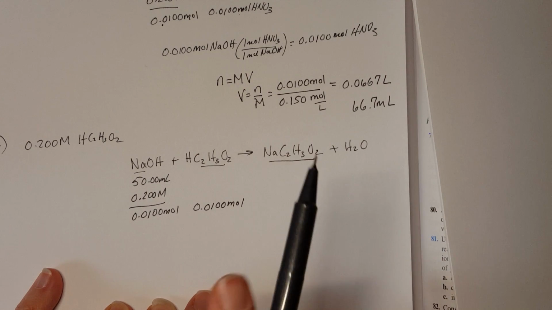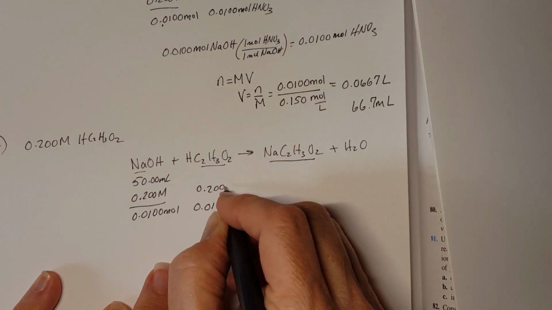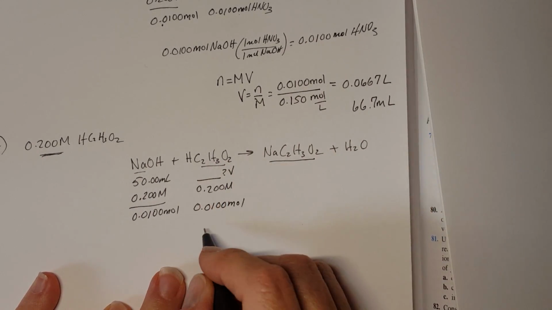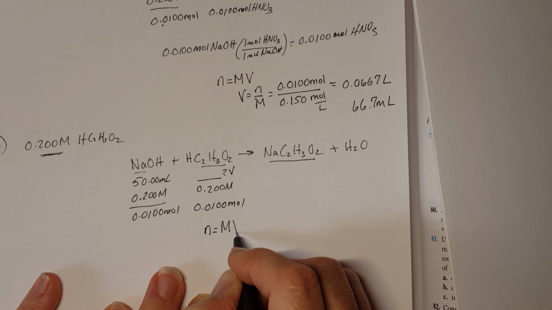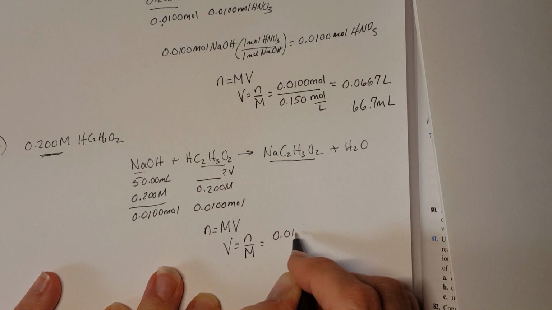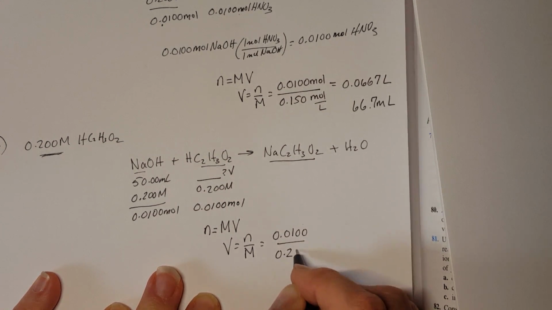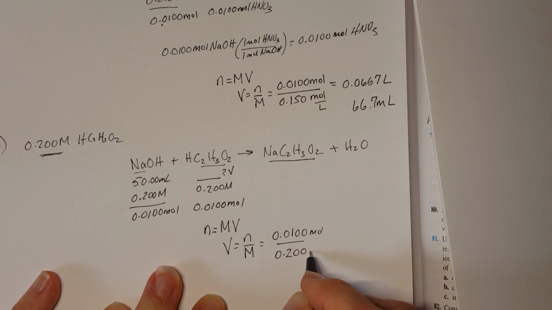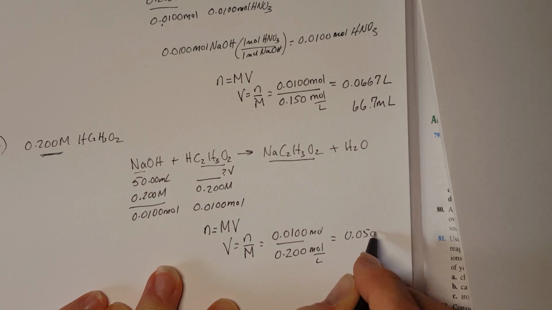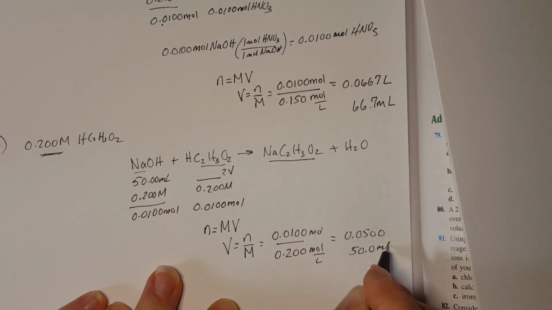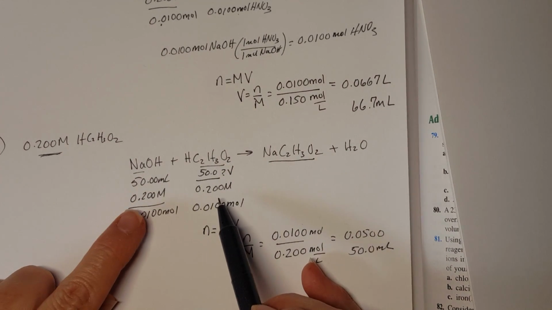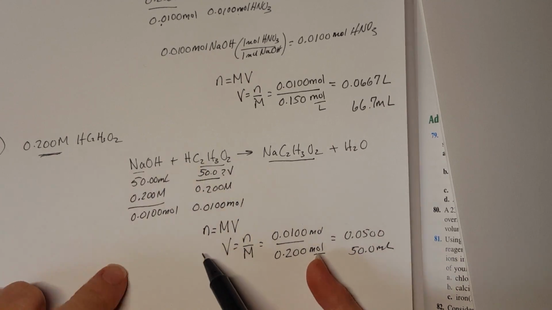And the problem tells us that it's a 0.200 molar solution that was given. And so we're looking for the volume. And we know that the number of moles is equal to molarity times volume. So volume equals n over M. And in this case, we're going to end up with exactly the same. We have moles per liter, and so that is going to be 0.0500 liters, which is 50.0 milliliters. Now that makes sense because look at this reaction. It's 1 to 1. They're both the same strength, so they both need 50 milliliters.